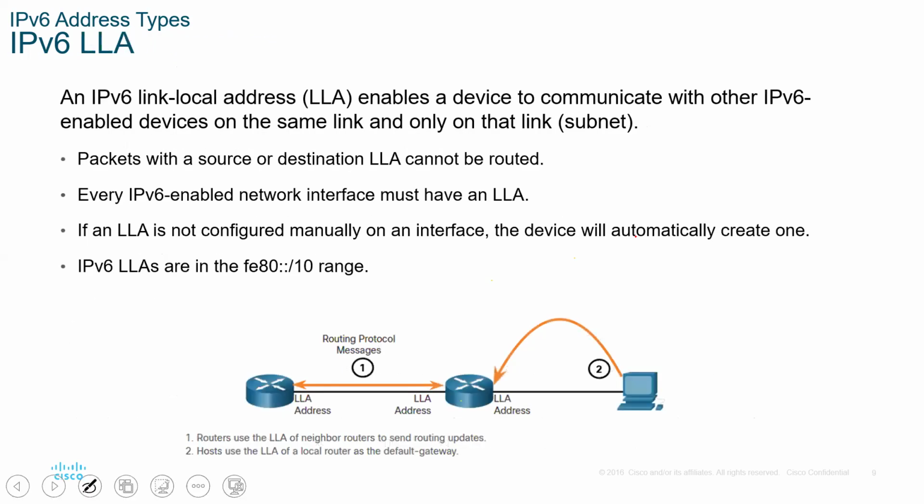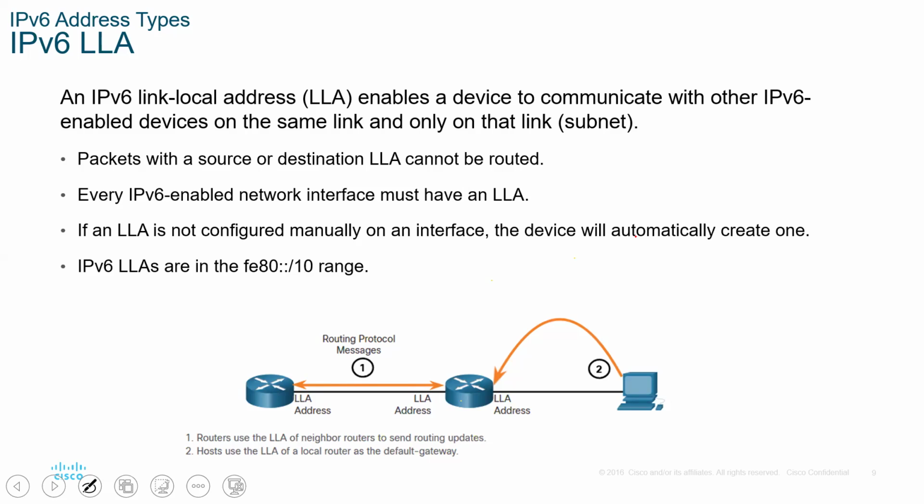How about the link local address? An IP version 6 link local address enables a device to communicate with other IP version 6 enabled devices on the same link and only on that link. When we say link, we're talking about that subnet. So it does not go out of it; it's like within the same LAN. Packets with a source or destination link local address cannot be routed, which means once they get to the interface of the router, they cannot go out.